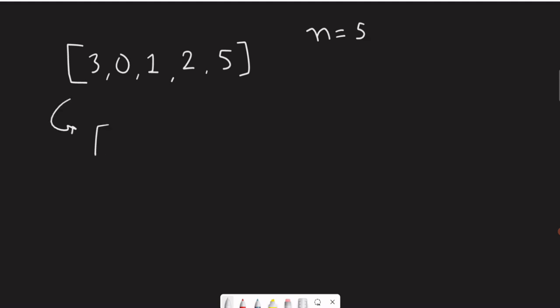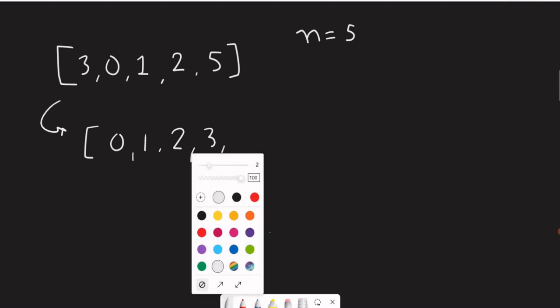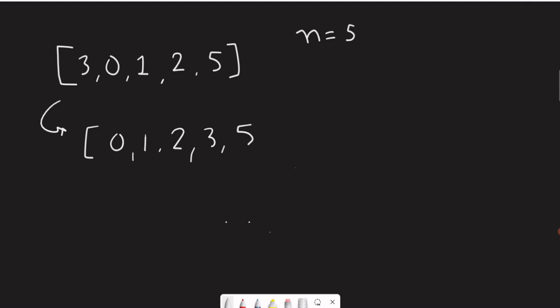After sorting what we will get is 0, 1, 2, 3, 5. This you will get after sorting, right?